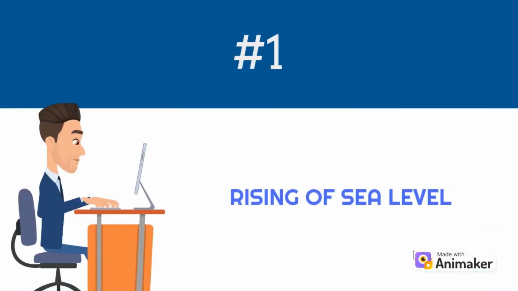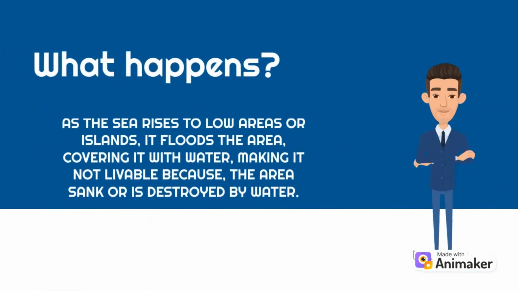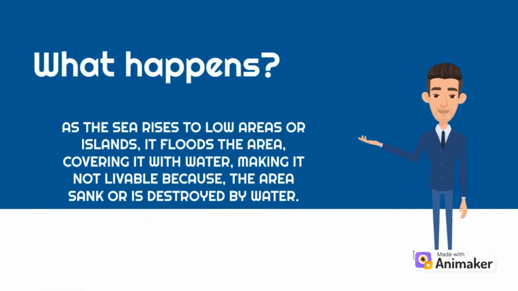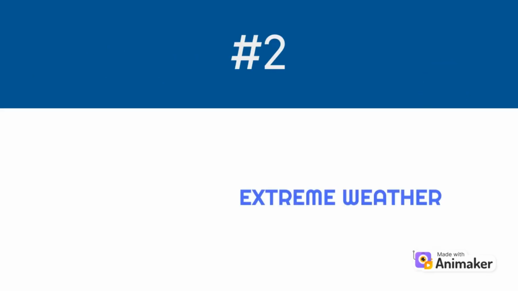Causes of climate displacement. Rising of sea level. What happens? As the sea rises to lower areas or islands, it floods the area, covering it with water, making it not livable because the area sank or is destroyed by the water.